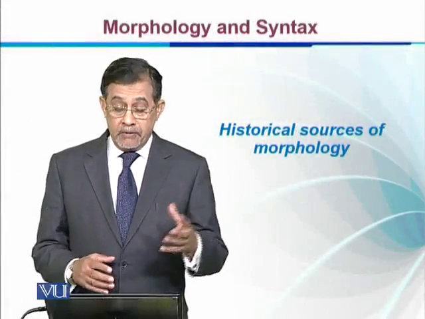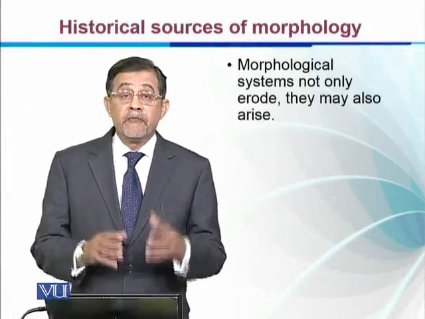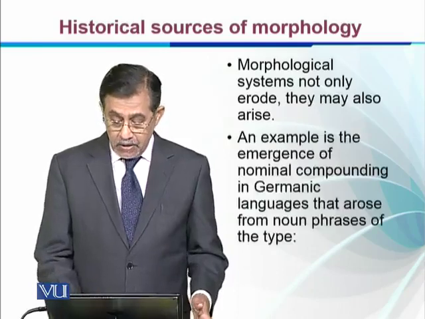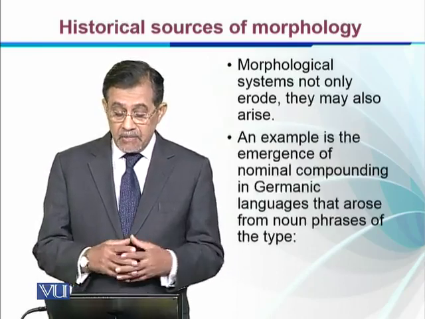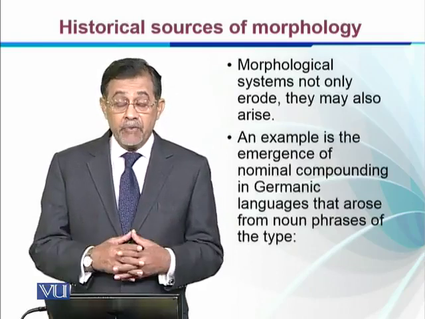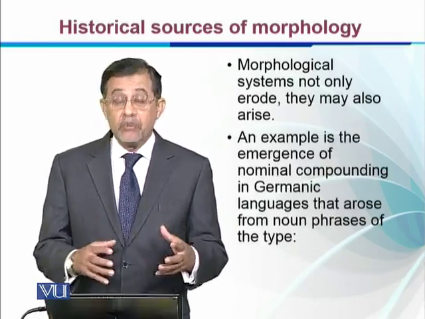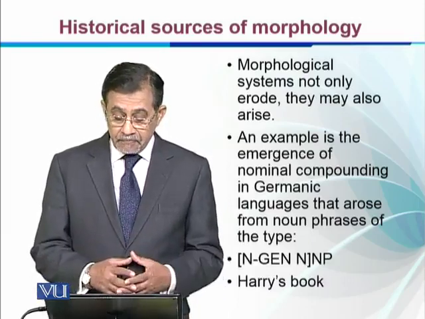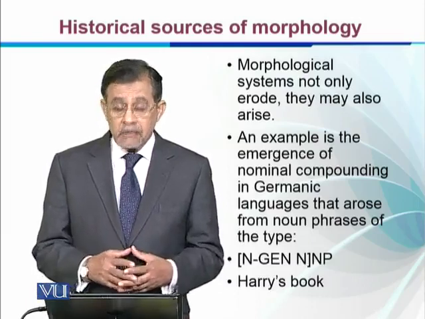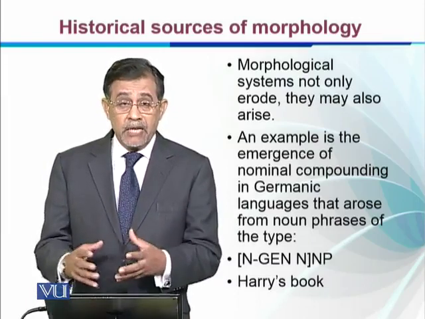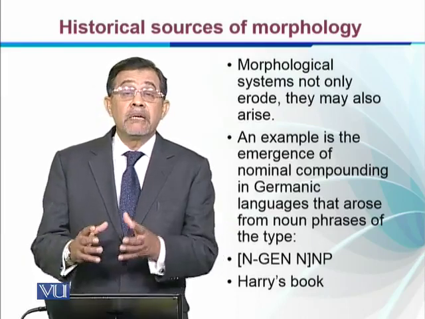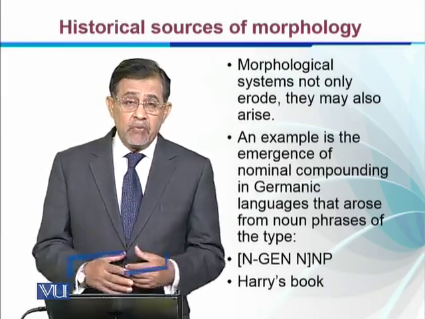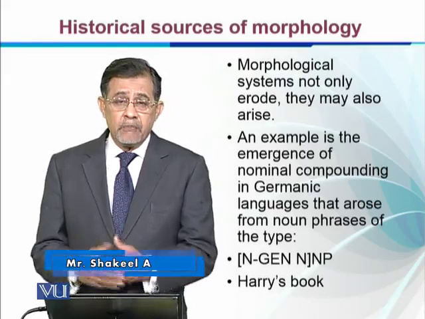Historical sources of morphology. So we see that morphological systems not only erode but also arise. An example is the emergence of nominal compounding in Germanic languages that arose from noun phrases of this type: a noun in the genitive case and a noun. So it becomes a noun phrase. For example, Harry's book. So Harry is a noun, it is in the genitive case, and book is a noun.